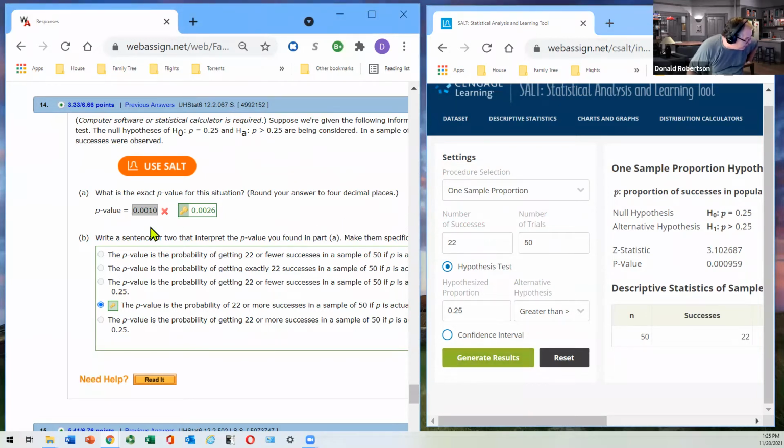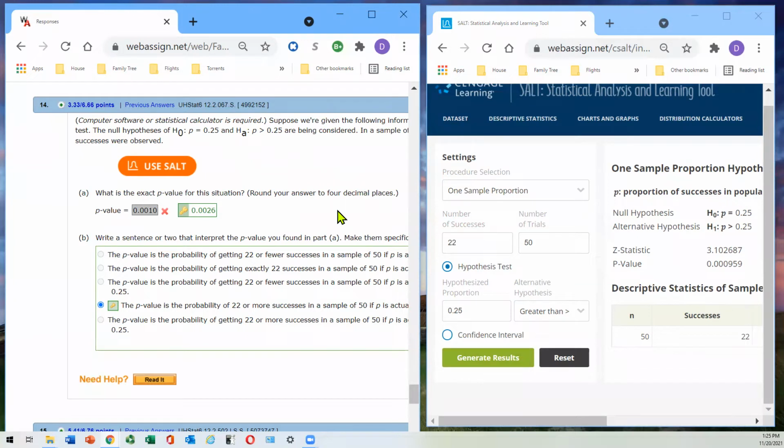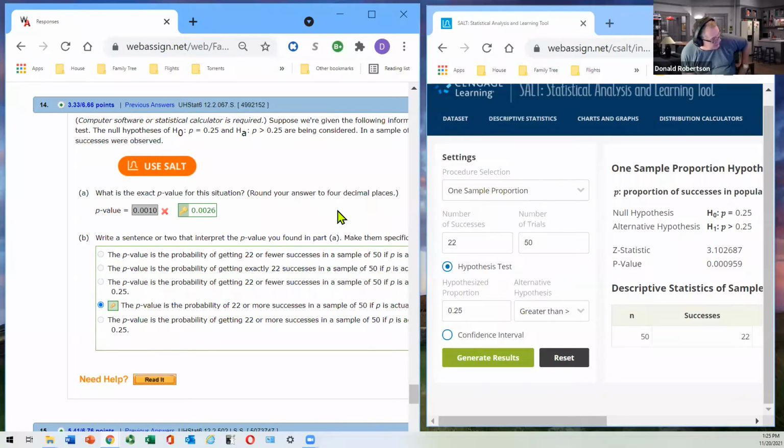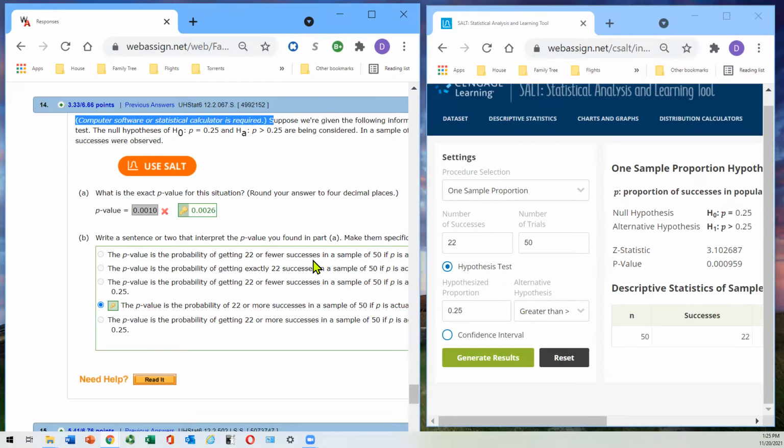So will you put in 0.0026? I'm not crazy. I was like, what am I doing wrong? And you're not. The only thing that makes those two questions sound different is this intro, and we're not using computer software or a statistical calculator.